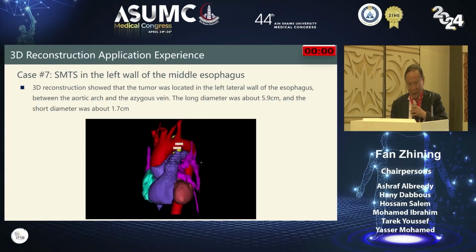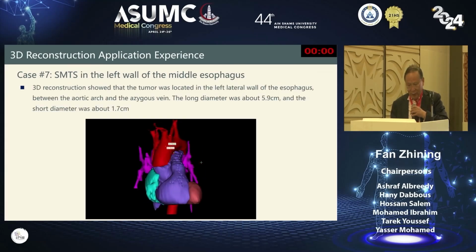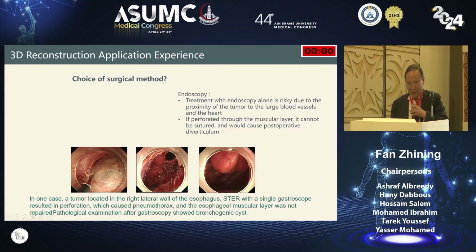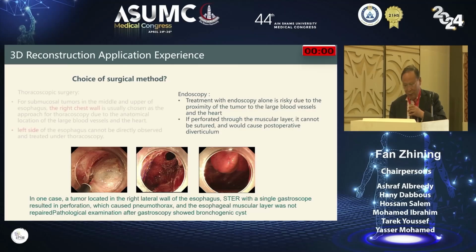The reconstruction shows the tumor is the biggest. Left is the right, the tumor. In the case, the second gastric result was a perforation, and the esophageal muscle was repaired. The pathological examination after gastroscopy showed the bronchial system.